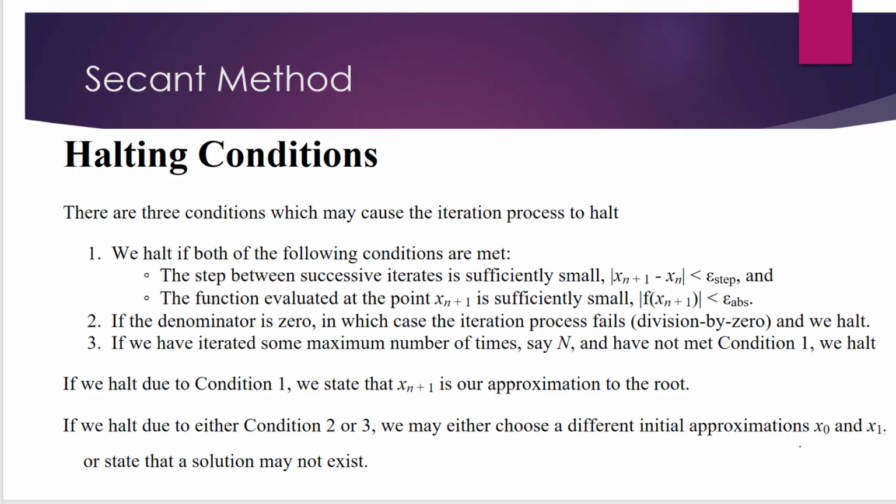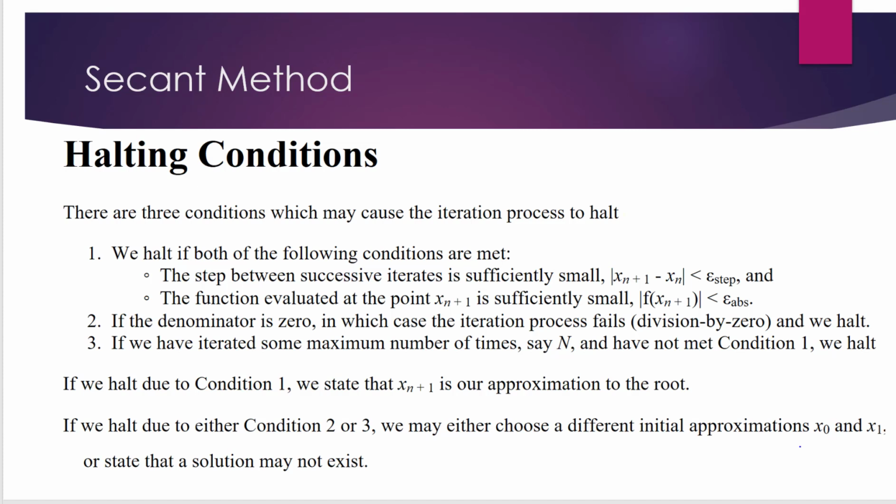The halting conditions are very similar to the halting conditions for the Newton-Raphson method. There are three different conditions which may cause the iteration process to halt. The first one: we halt if both of the following conditions are met. So there are condition A and condition B, and both of them should be satisfied.